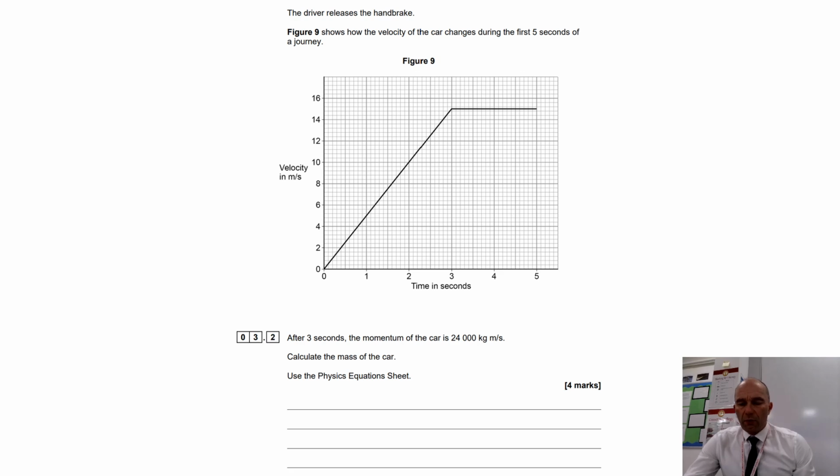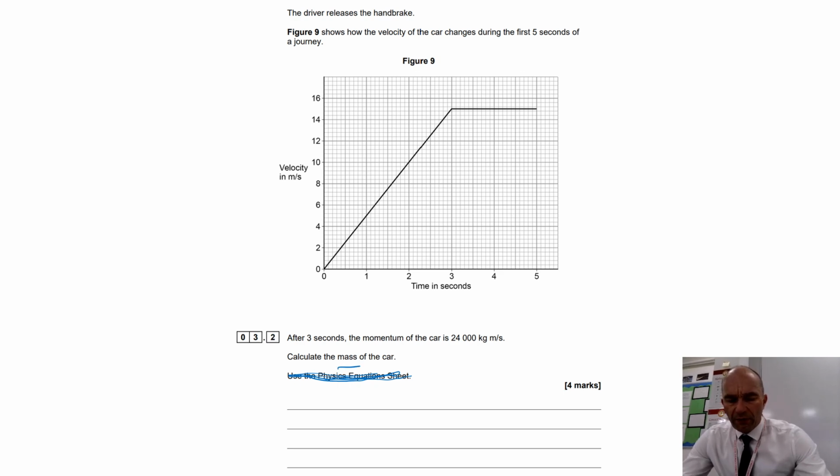Alright, and now the driver releases the handbrake, and we've got a velocity time graph showing how the velocity of the car changes during the first 5 seconds of a journey. Now, question 3.2. After 3 seconds, the momentum of the car is 24,000 kilograms meters per second. We've got to calculate the mass of the car. Now, it says use the physics equation sheet. As we mentioned already, you won't have that physics equation sheet, or you certainly won't have this particular formula on there.